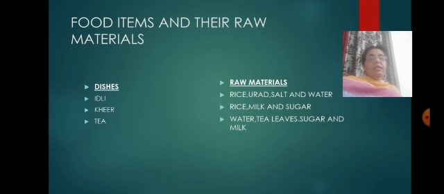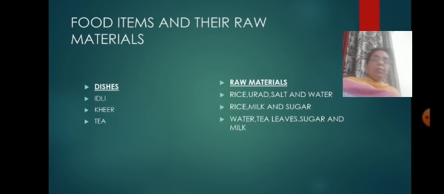First dish is idli. How can we prepare idli at home? Using rice, urad, salt and water. And how can we prepare kheer? We can prepare kheer using rice, milk and sugar. How can we prepare tea? Using water, tea leaves, sugar and milk. So these all are raw materials which are required to prepare the given dishes.